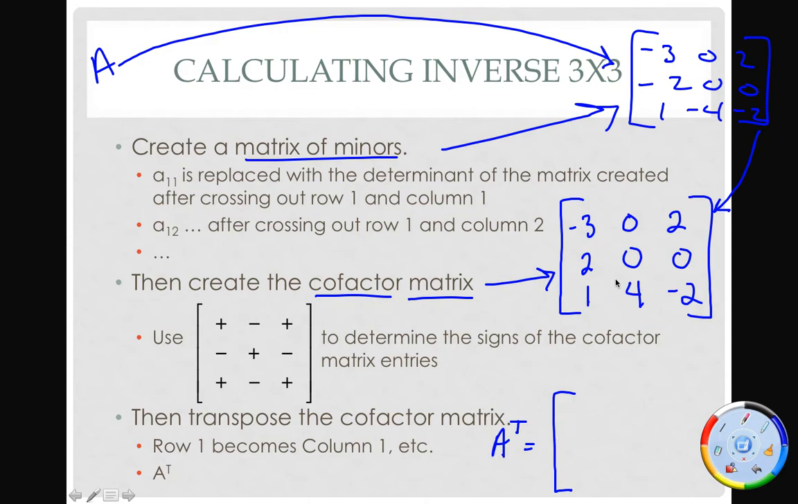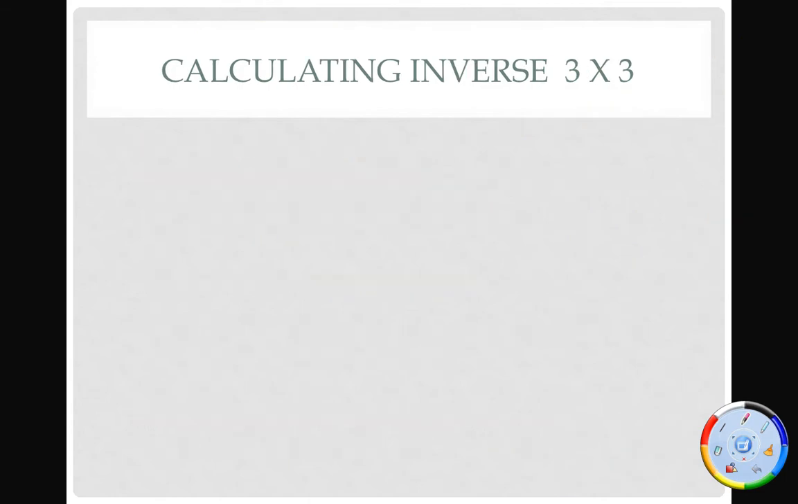But the transposed matrix is now row 1 becomes column 1, so -3, 0, 2. Row 2 becomes column 2, so 2, 0, 0. Row 3 becomes column 3, so 1, 4, -2. That's pretty simple. But that's still not the inverse yet. So I'm writing this down so I don't forget it. Hold on tight, we're almost done.